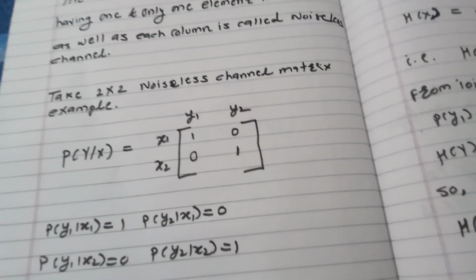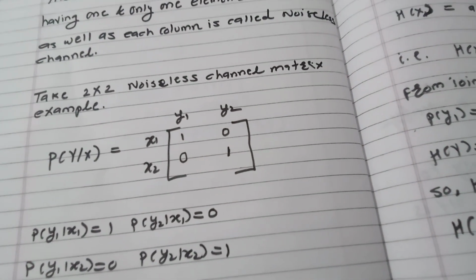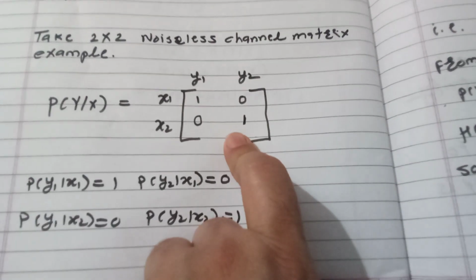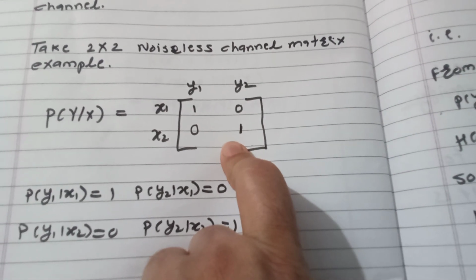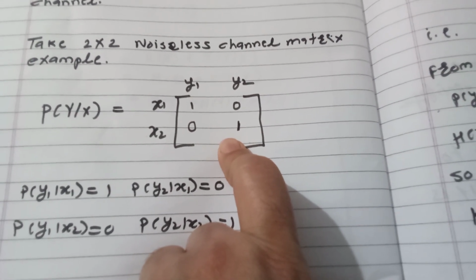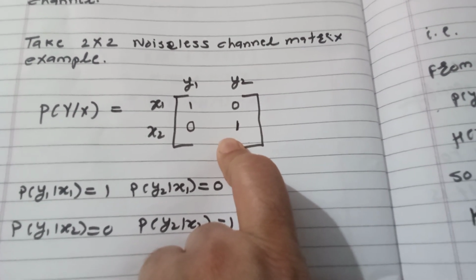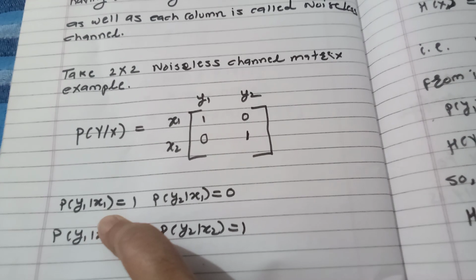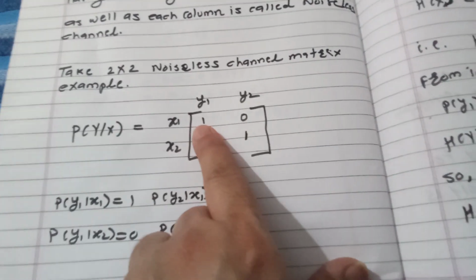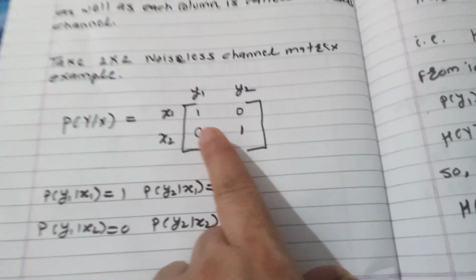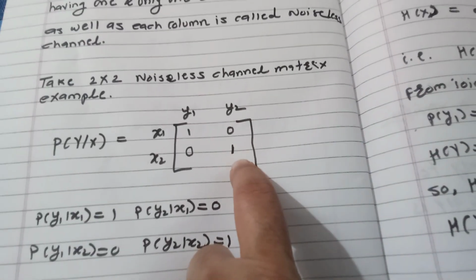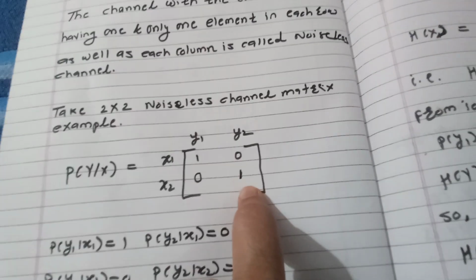Now in this video we are going to see, if such a channel matrix is there, which is called a noiseless channel matrix, what are its properties, what are its parameters. So here I have written P(y1 given x1) is equal to 1, P(y2 given x1) is equal to 0, P(y1 given x2) is equal to 0 and P(y2 given x2) is equal to 1.